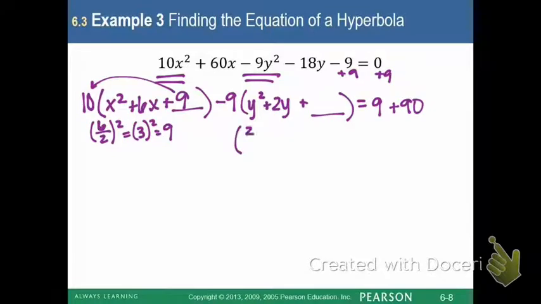Okay, same thing over here, b over 2 squared. So 2 over 2 squared is 1 squared, which is 1. Be careful, because this is really a negative 9 times a 1. So over here, I need to do minus 9.